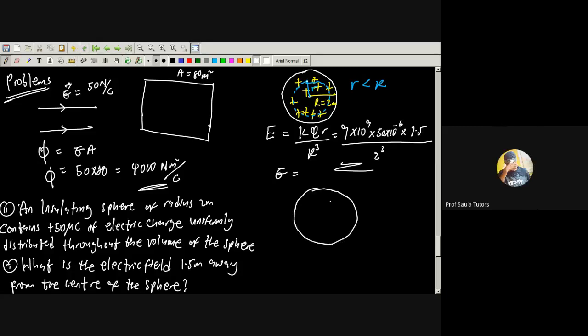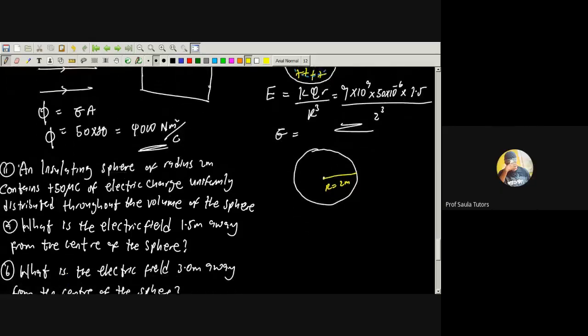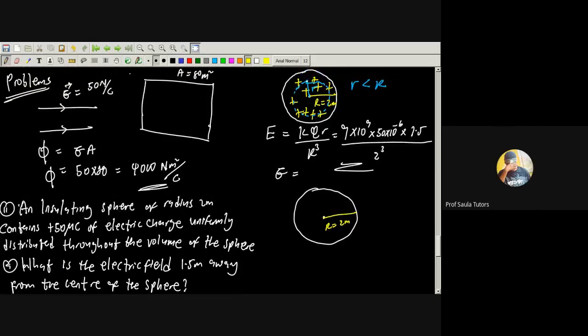Now I have a sphere, and the radius of this sphere is 2 meters. That's the big R. Now, question B: what is the electric field 3 meters away from the sphere? Observe, 3 meters is always outside. So we want to find the electric field 3 meters away, so construct your Gaussian surface here.